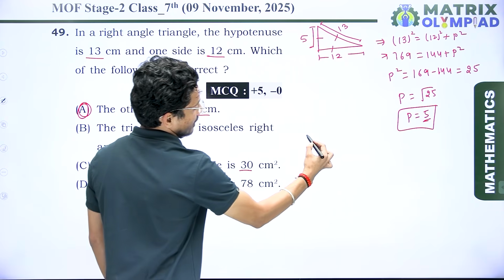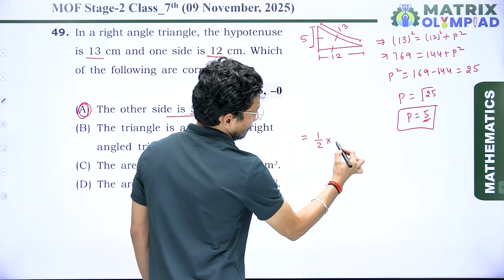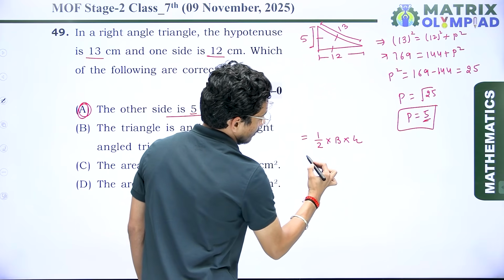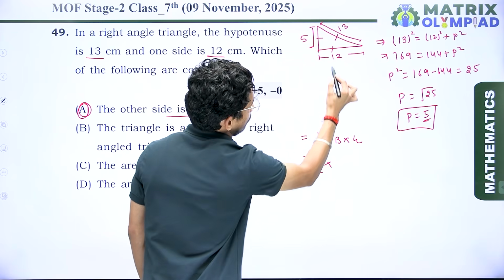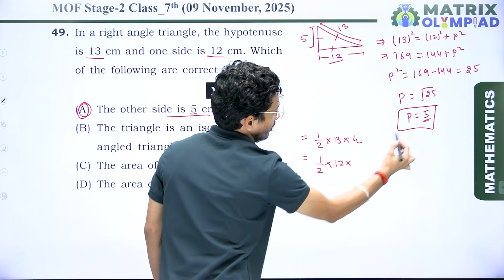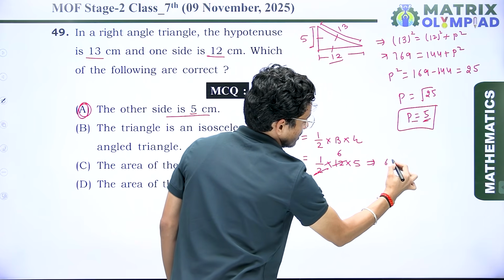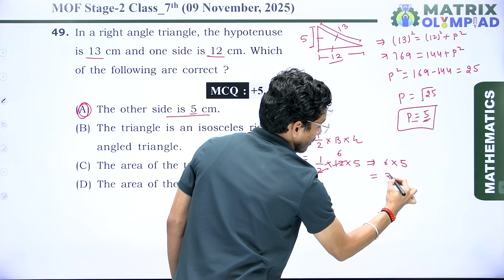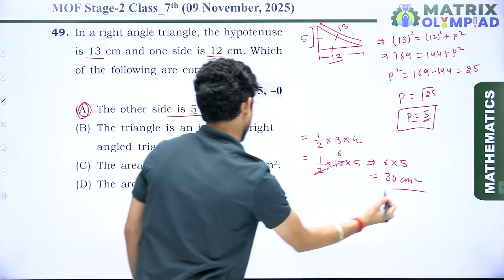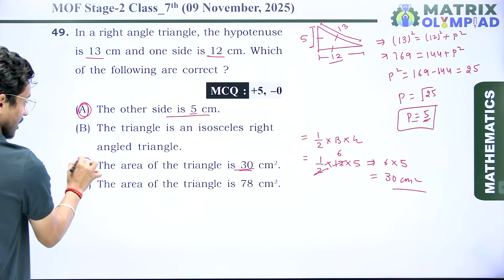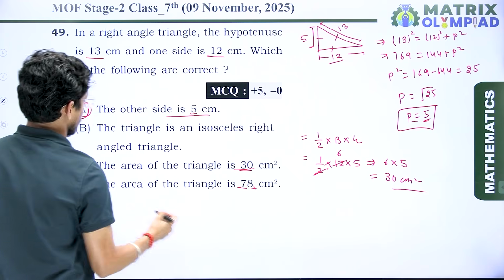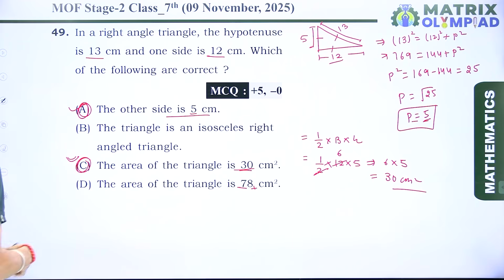We know the area of a triangle is 1 by 2 base into height. So 1 by 2, here we have given base, that is 12, and height we already found, that is 5. So 2 cancels out 6 times. So I can write here 6 multiplied by 5, that is 30 centimeter square. 30 centimeter, this one is true. The area of triangle is 17, no, this one is not. So here A and C are the correct answers.